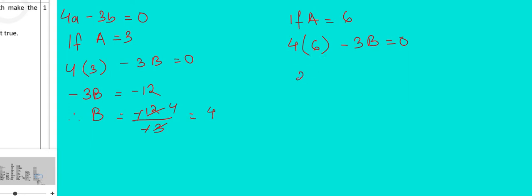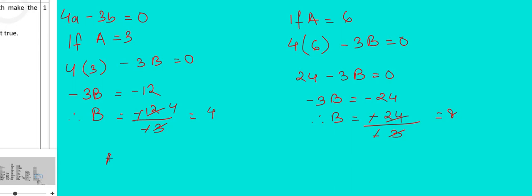Then 4 6s are 24 minus 3b will give us a 0. Then we get minus 3b is equal to minus 24. Therefore b is equal to minus 24 divided by minus 3. We cancel this out and we get 8 as our answer.